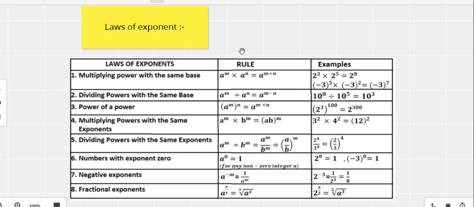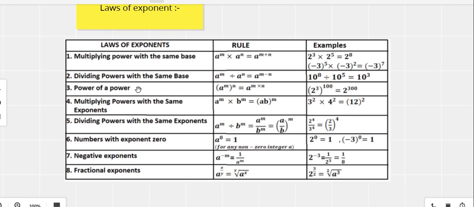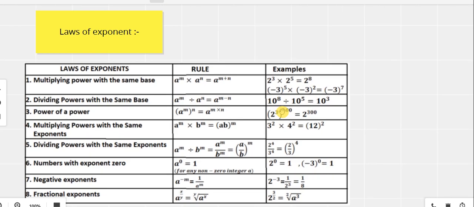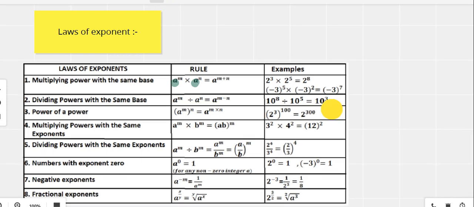Today we will see how to use the laws of exponent to solve the exponent questions or power questions. So first of all, the rule for laws of exponent is multiplying power with the same base. The rule is that when you have the same base, you add the powers, and you just write the base once. So let's say we have a question like this.